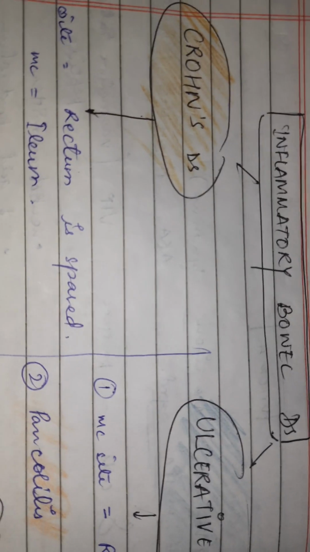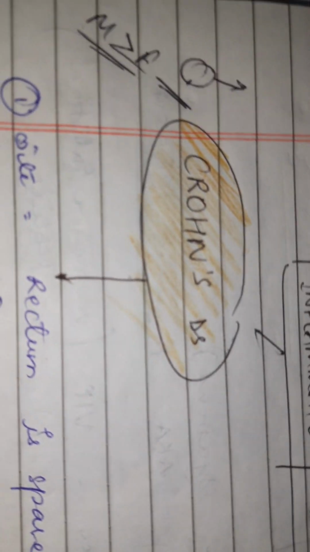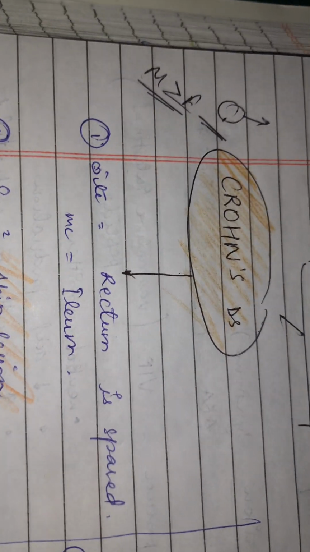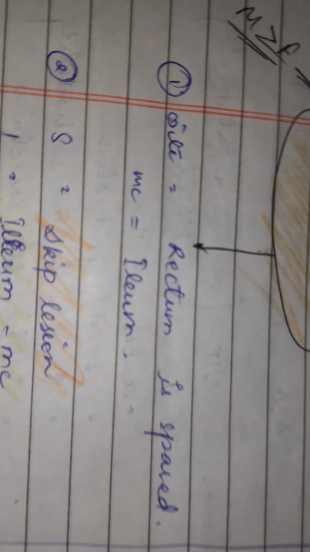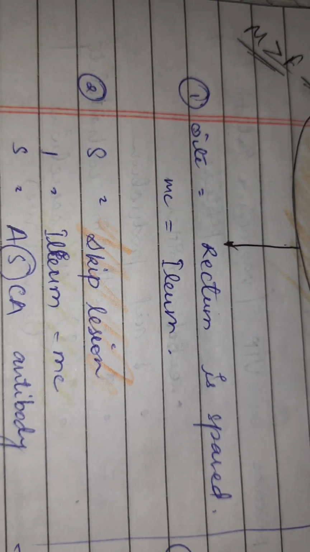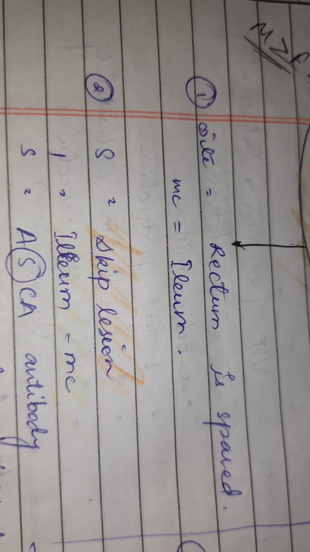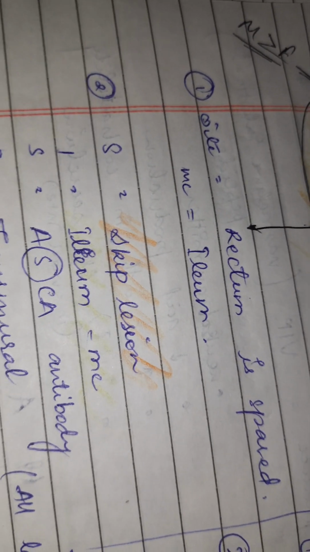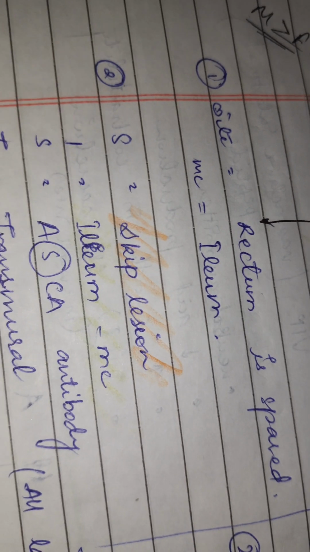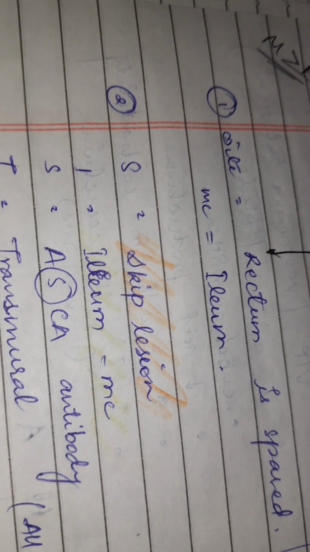Then inflammatory bowel disease, this is very important. Crohn's disease and ulcerative colitis. First we see Crohn's disease. It is more common in males. The rectum is spared. It can occur in any part of the intestine, small intestine and large intestine, except the rectum.